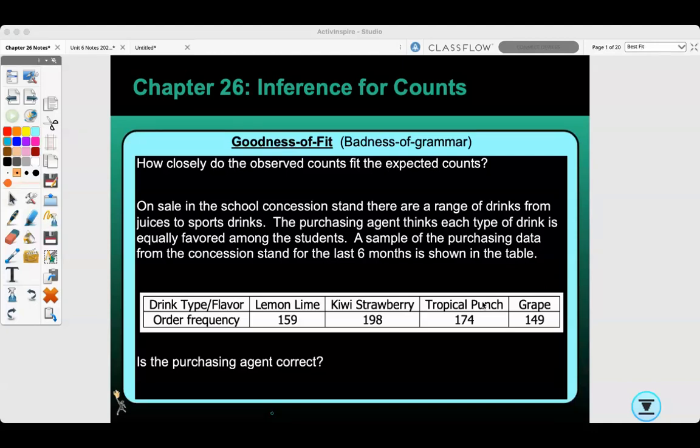Today we're going to go over Chapter 26, Inference for Counts. So we're going to look at the chi-squared goodness of fit test. With this test, we're going to ask how closely the observed counts fit the expected counts.